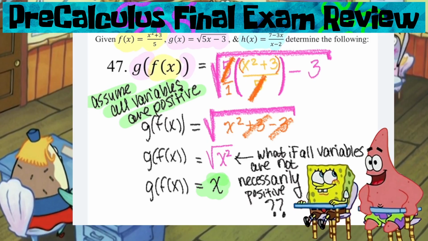So what if all variables are not necessarily positive? If that's the case, then the square root of x squared equals the absolute value of x. That would be your answer, absolute value of x. But again, the whole restriction on the domain, I just can't get over it. I know, you don't care. But I'm sure for this question's sake, the answer is supposed to be x. So we have just confirmed that f and g are indeed inverses of each other.